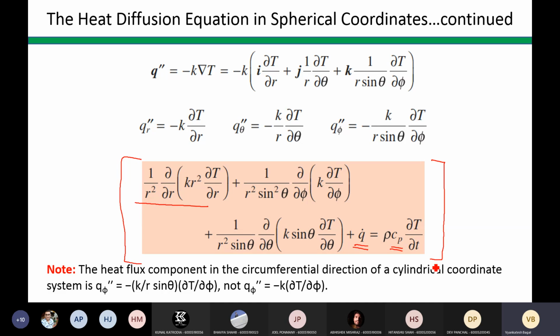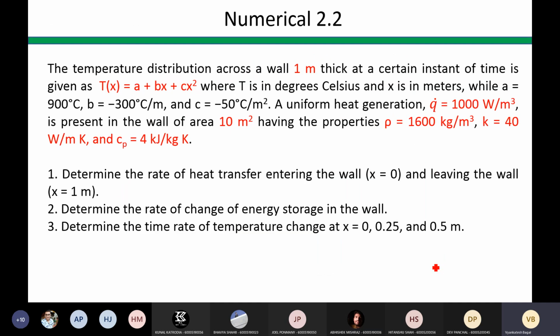However, I would suggest you better try to derive this equation. It will be helpful to you. Now, if you have noted down this equation, I will go ahead. Yes, sir, we are done with it. Okay, fine. Solve this one.